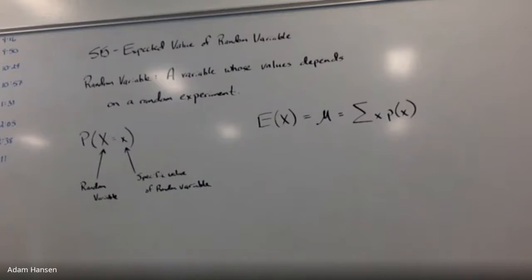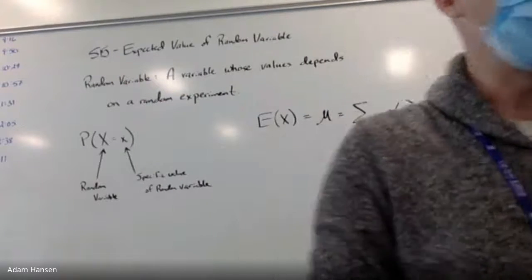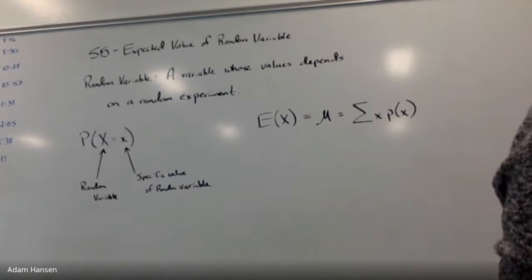Rolling a dice is a random experiment. What are the values possible when I roll a dice? When I roll a dice, what numbers could I get? 1, 2, 3, 4, 5, 1 through 6, right? My random variable could take on any of those values 1 through 6.